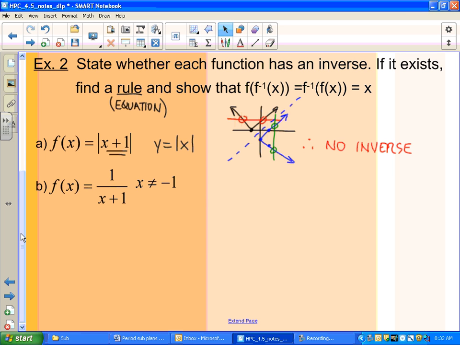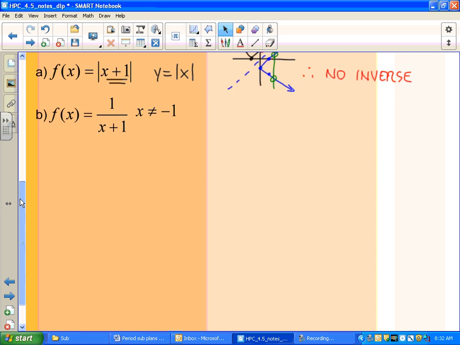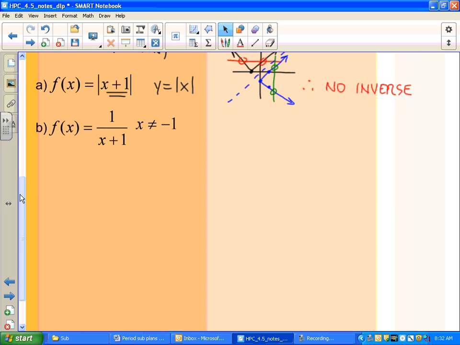B, a reciprocal function, f of x equals 1 over x plus 1, where x does not equal negative 1. Now, this is not a domain, well, I guess it is a domain restriction, but it's a necessity here. The reason I can't equal negative 1 is because if I did put a negative 1 in there, I'd have a denominator of 0, which would make this undefined.